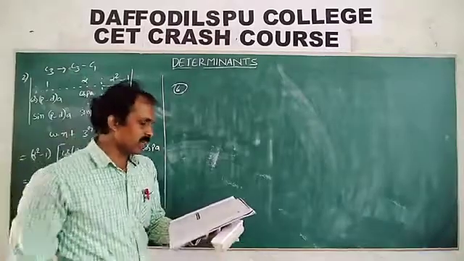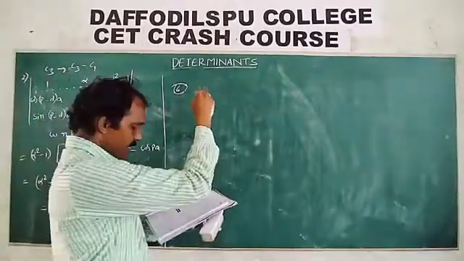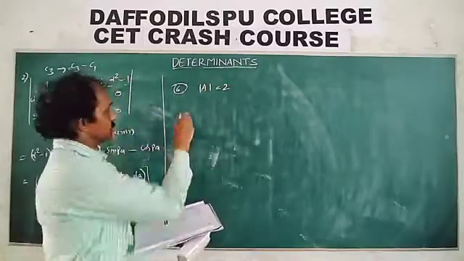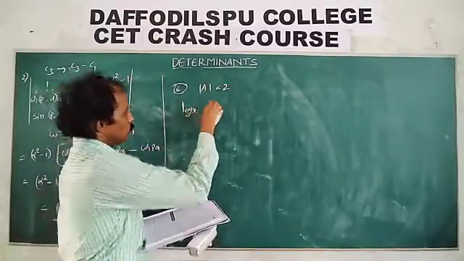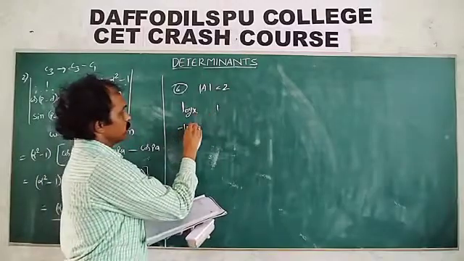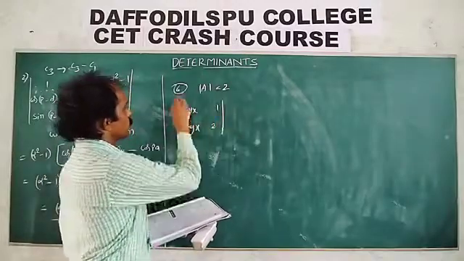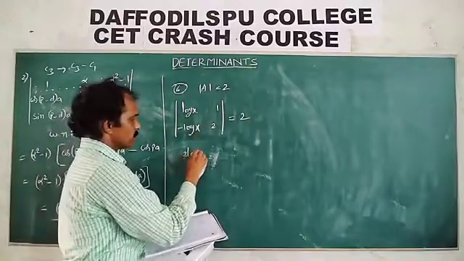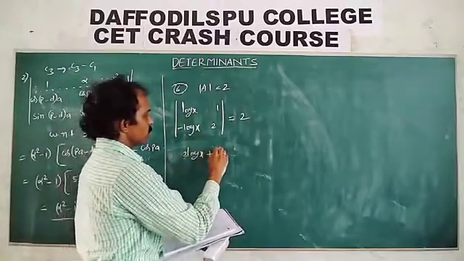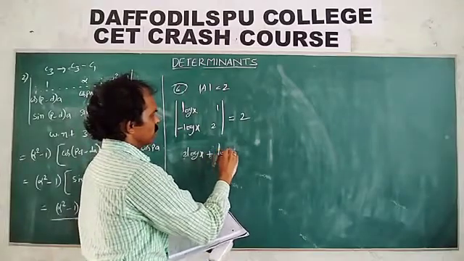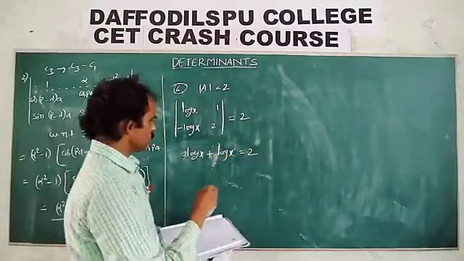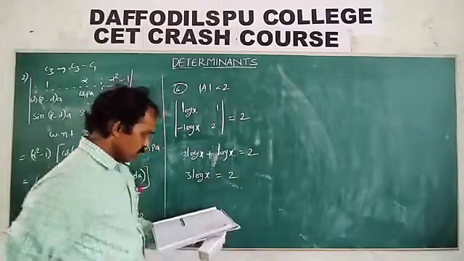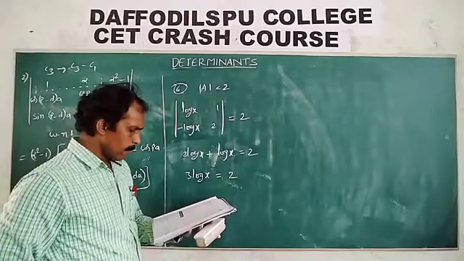Here also same, but I will explain. A is equal to 2. But what is the matrix? Log x 1 minus log x 2 is equal to 2 given. So 2 log x, minus into minus plus, log x is equal to 2. 3 log x is equal to 2. Question is 3 log x.